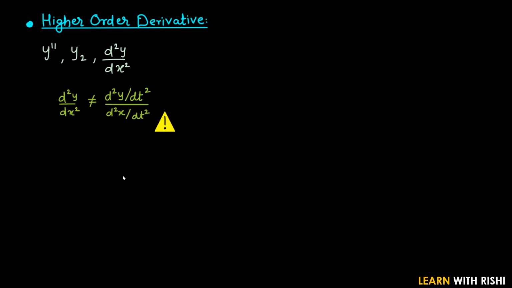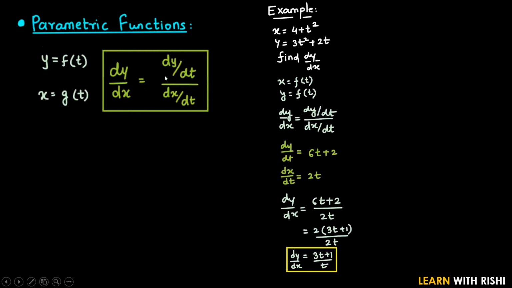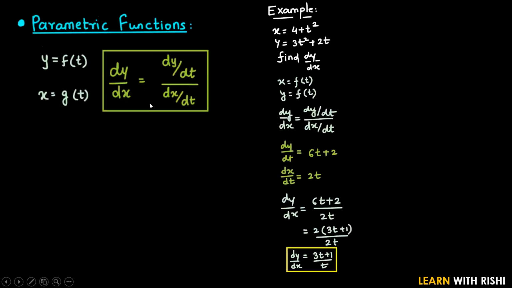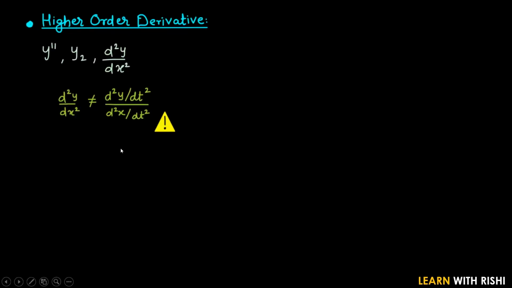Now, as you can see here, dy by dx is equal to dy by dt upon dx by dt. If you have to find d2y by dx2, is it equal to d2y by dt square upon d2x by dt square? So it is not equal to this. This is only for first order derivative. In this case, it will change. I will deal with these problems in the next part of this chapter.